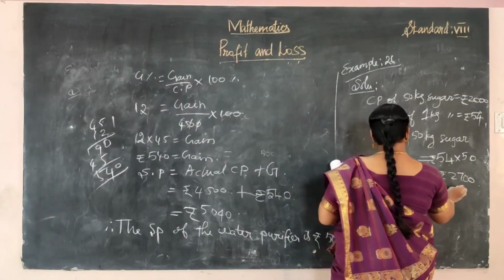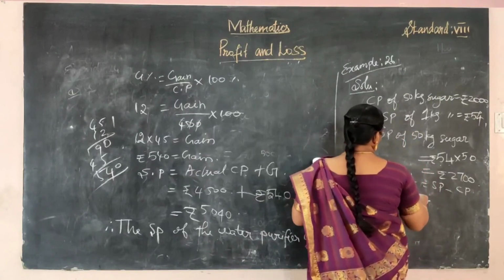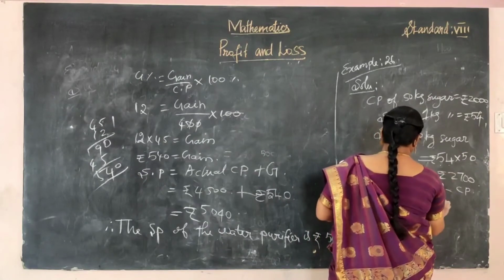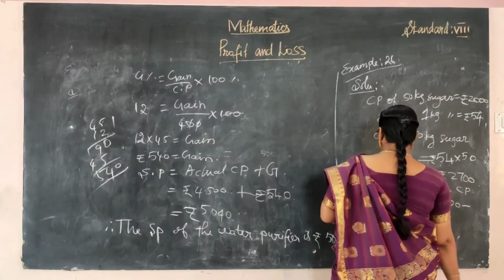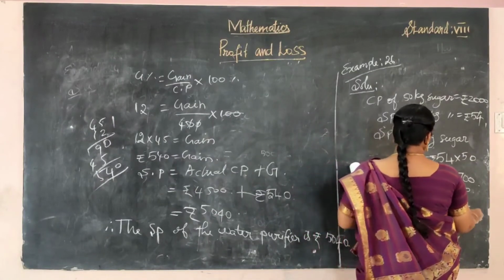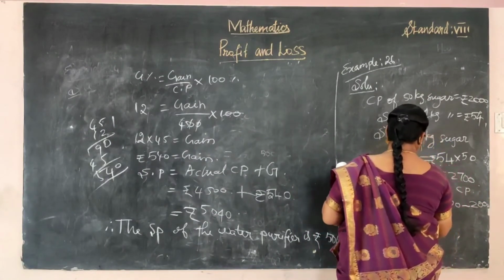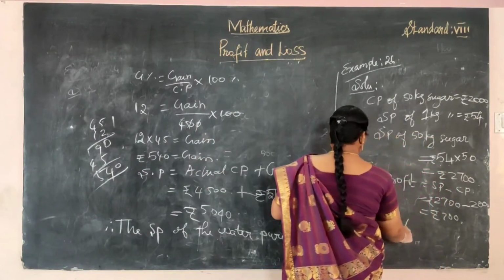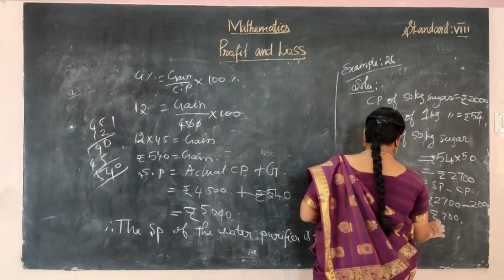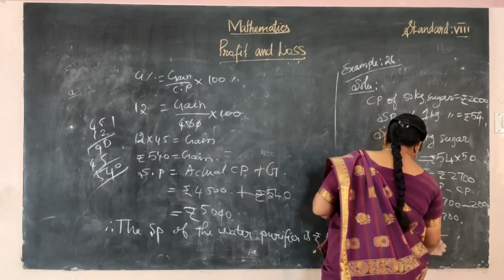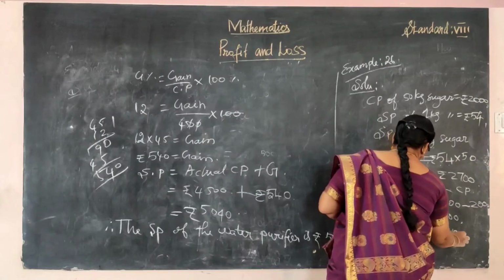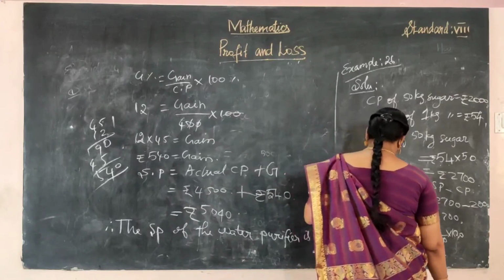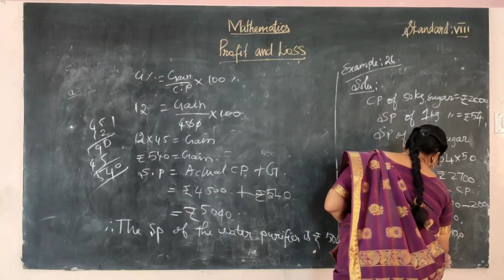So profit is equal to SP minus CP. So selling price 2700 minus cost price is 2000. So rupees 700 as profit. So we have to find out the profit percentage. Profit percentage means profit by CP into 100. Is it? So profit is 700, CP rate is 2000 into 100.